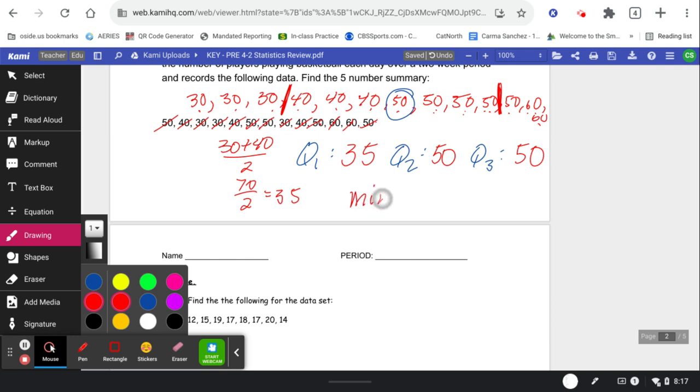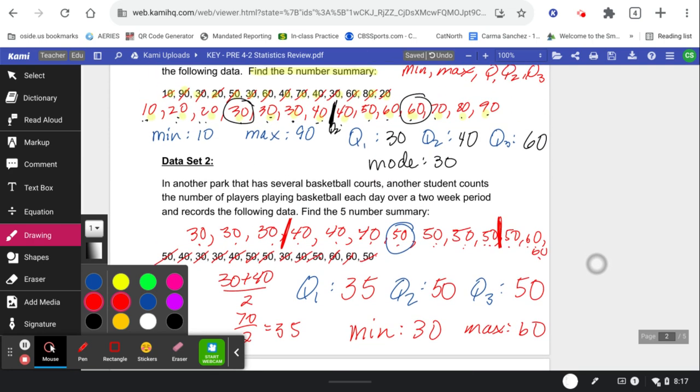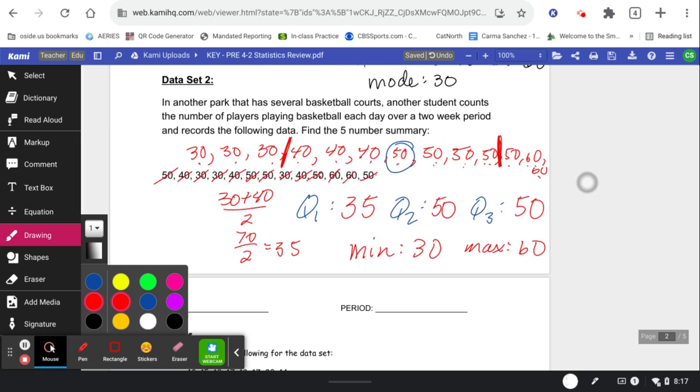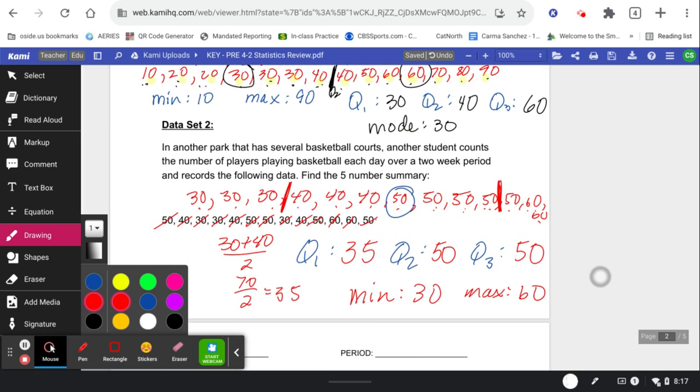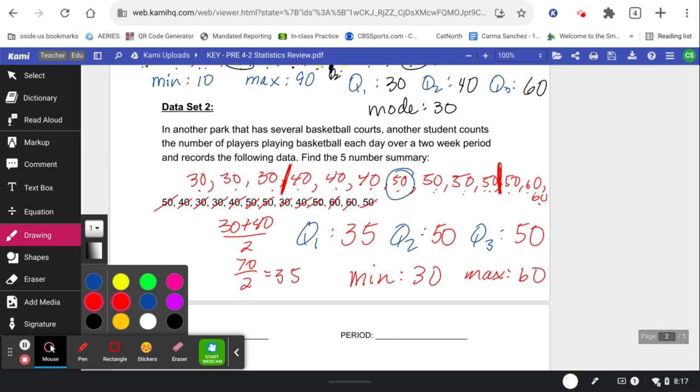My minimum of the data, my lowest number, is 30. My maximum number is 60. So I'm going to pause this first video here, just working with the 5-number summary, and then I'm going to do a second video for part 1, 2, and 3 of doing the full work on each data set.